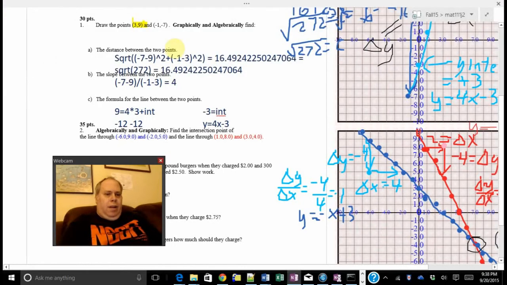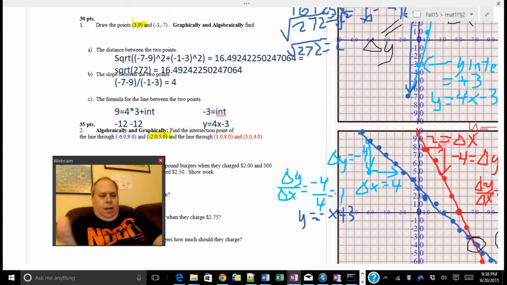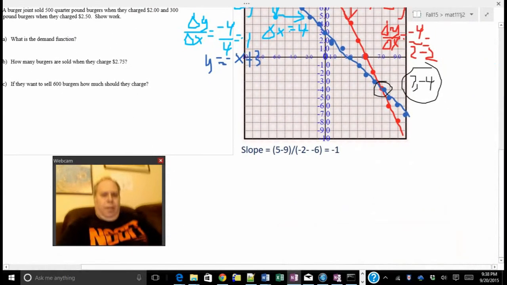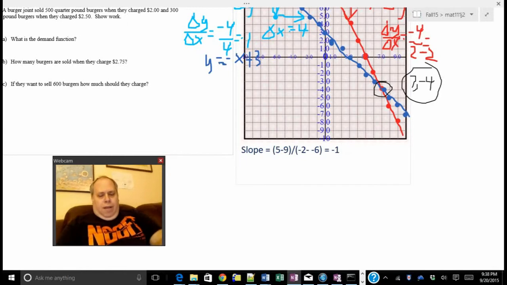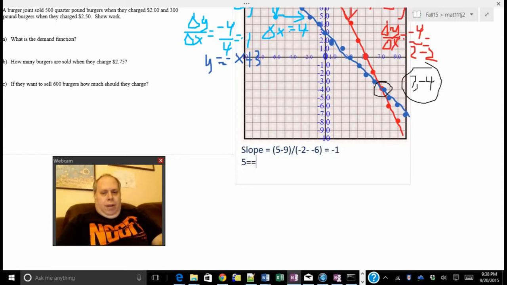So I'm going to use -2, 5 as my algebraic thing. Which means I'm going to take 5, which is the y, equals slope, -1, times -2, that's the x, plus intercept, which is equal to capital R.